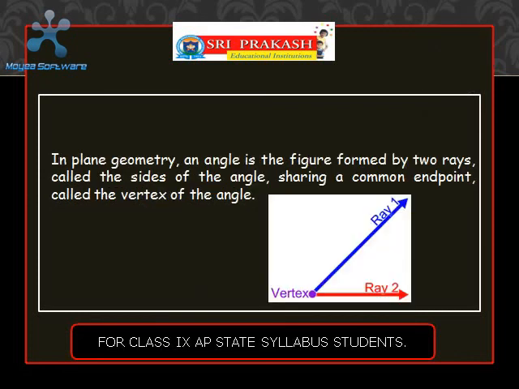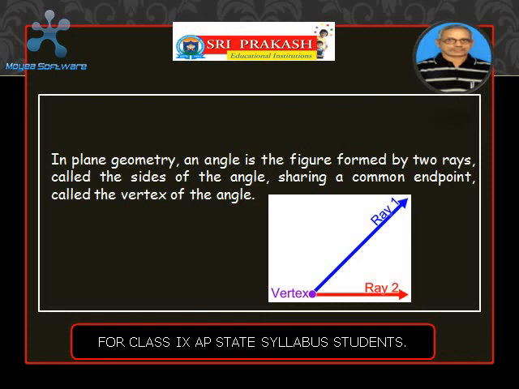Now, what is an angle? In plane geometry, an angle is the figure formed by two rays, called the sides of the angle. You see in blue and red, two rays, ray 1 and ray 2, are intersecting at a point.